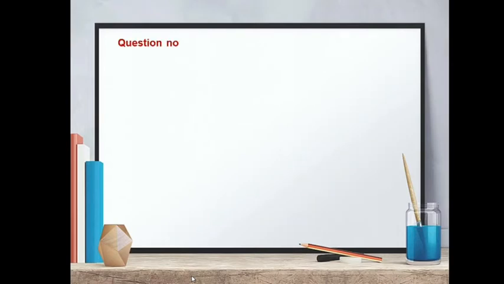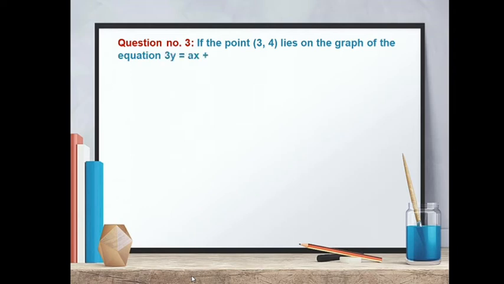Then the next question is question number 3. If the point (3, 4) lies on the graph of the equation 3y equals ax plus 7, find the value of a. So what is given here in the question? The point is given, that is x and y, (3, 4), and it is given that the point (3, 4) lies on the graph of the equation. On which equation? 3y equals ax plus 7. Here we have to find the value of a.